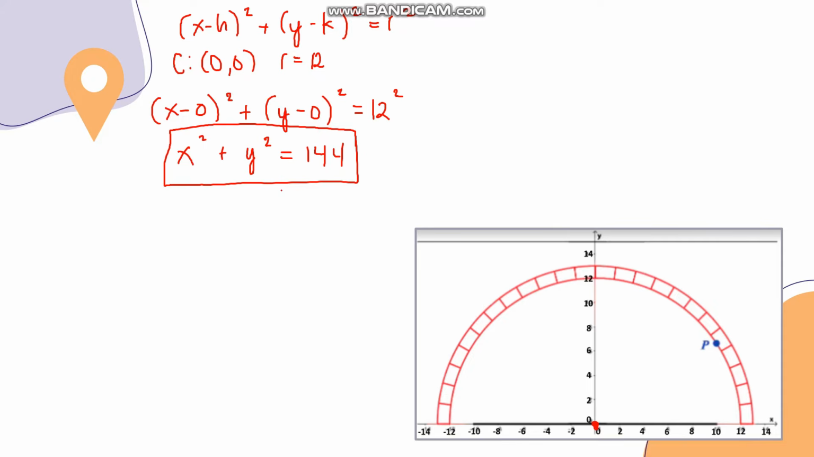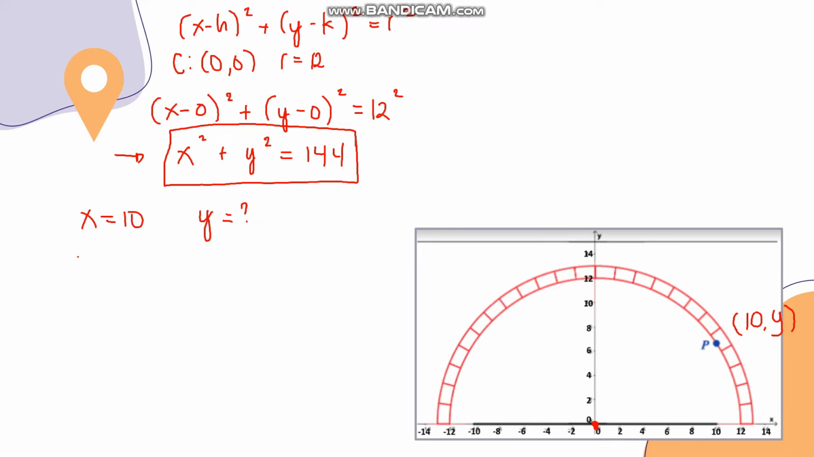Now that you already have the equation, we can identify the corresponding value of y given that x is 10. Remember this point right here: we know that its x-coordinate is 10, and we need to solve for y. So that is what we will do now. Given that x is 10, what will be the corresponding value of y? We will use this equation, substitute the value of x, and solve for y.